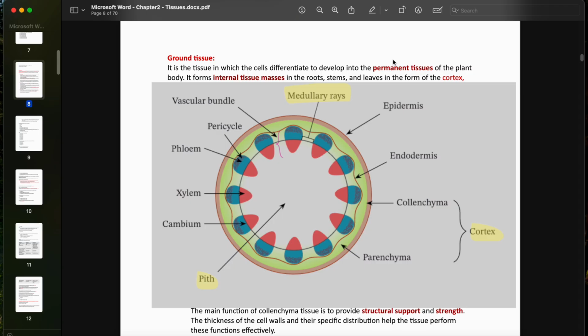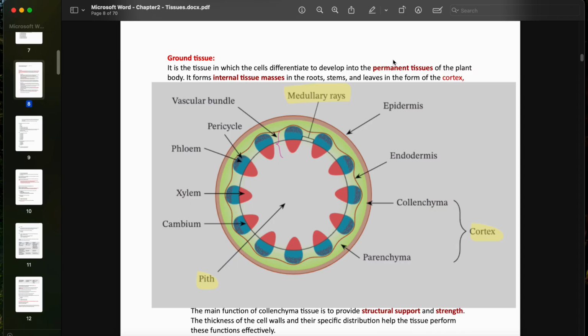The pith is the central core, usually in the middle of the stem. Again, mostly parenchyma. Its main role is storage and keeping the stem filled out. So remember that the pith is the central spongy tissue. Okay, the pith is the plant's stuffing.